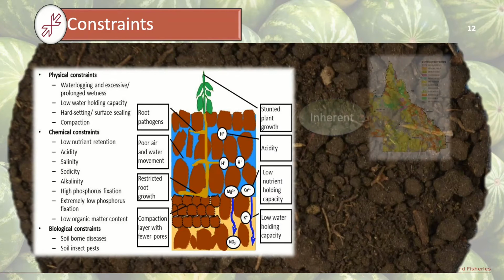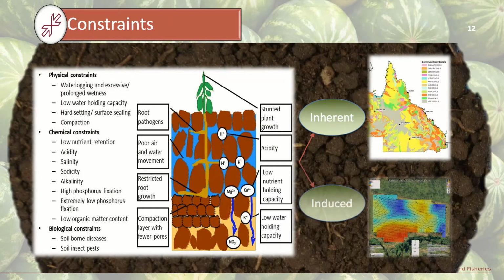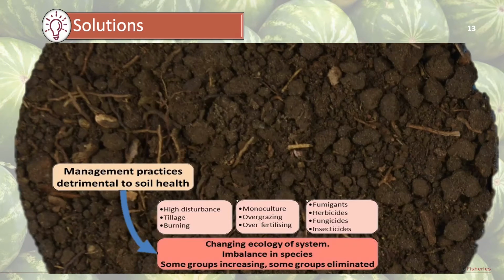The soil constraints can be inherent, which means that the constraint is due to soil type. For example, sandy soils will have low nutrient and water holding capacity. We can tell some of these constraints from soil maps and knowing the soil type. Other constraints can be induced, usually through prolonged cropping, soil degradation, or poor soil management.